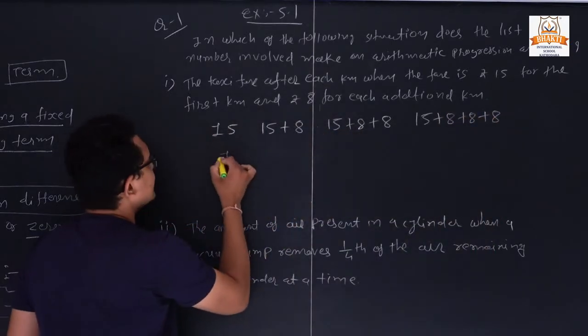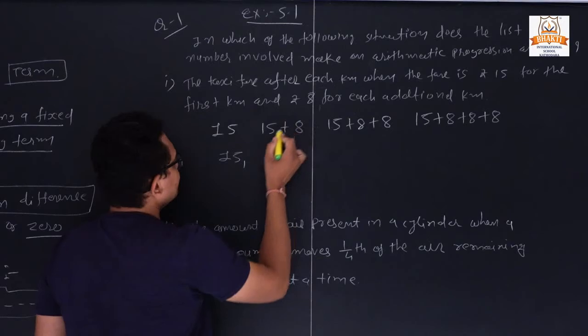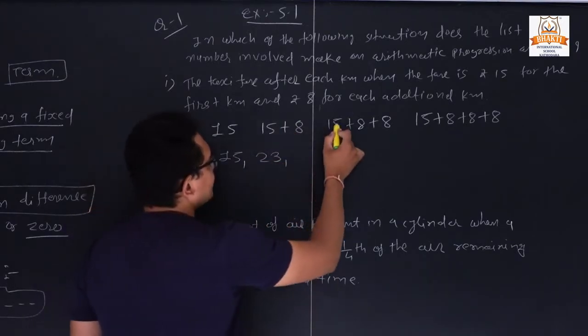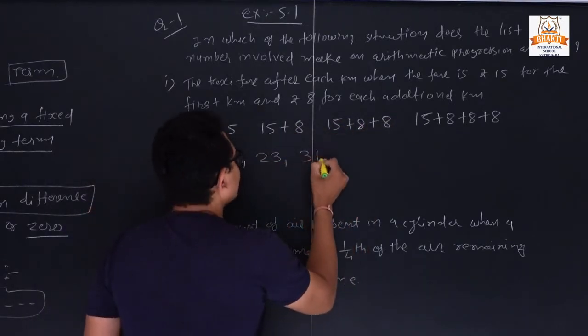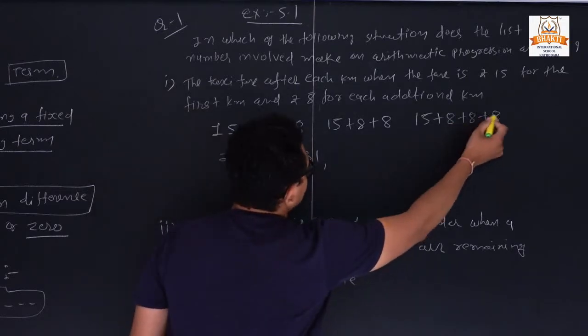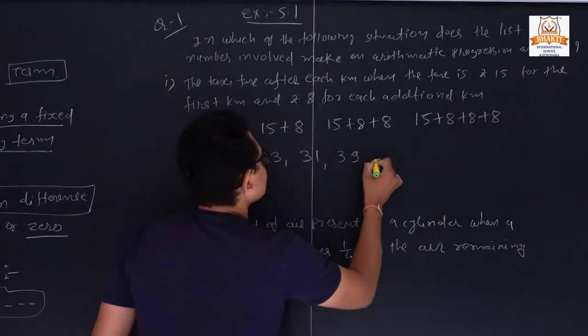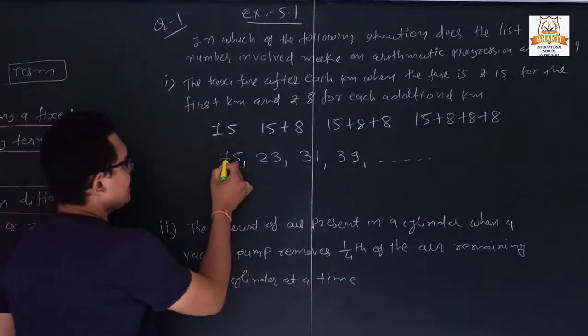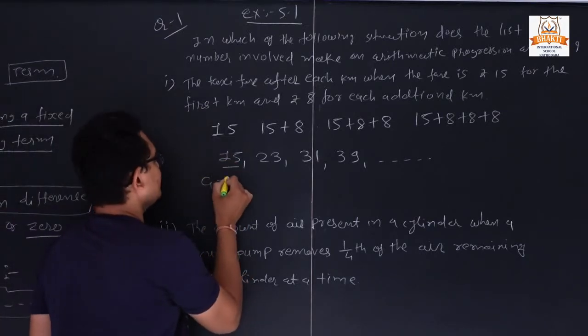So the series is like that: 15. Then 15 plus 8, it is 23. Then 23 plus 8, so it is 31. Then 31 plus 8, so it is 39. So the series is like that. Now the first term is 15, a is equal to 15.